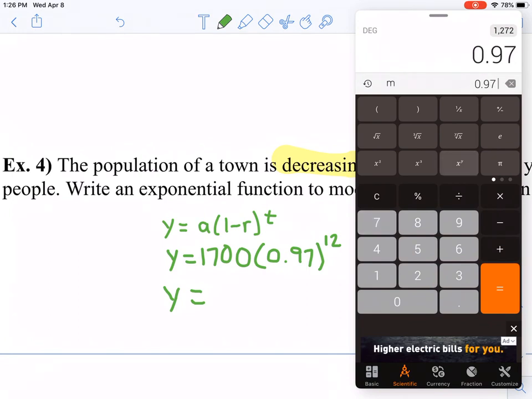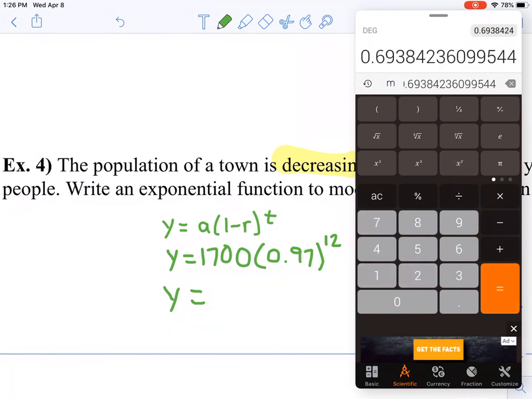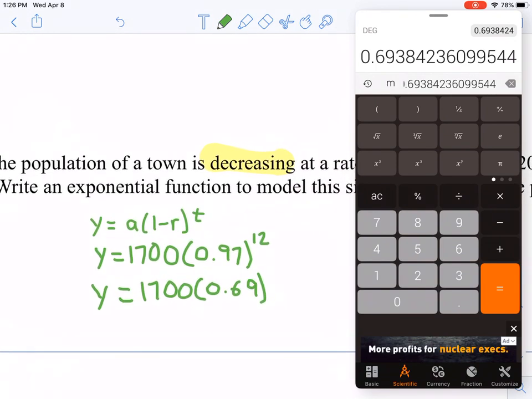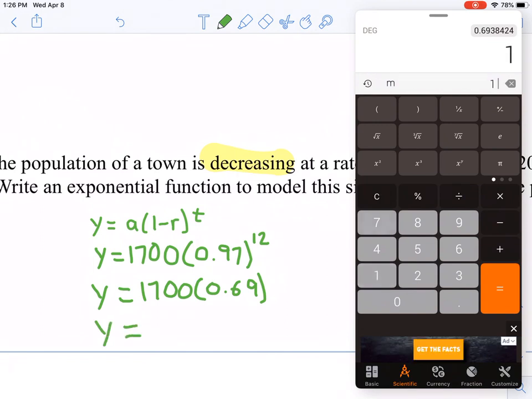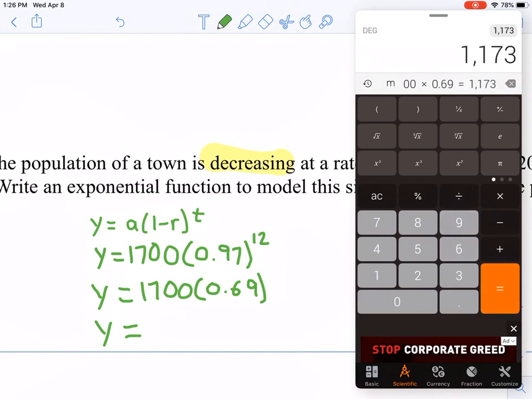So we have 0.97 raised to the 12th power, and that's where it becomes pretty surprising that after 12 years, what we're really talking about is only, we'll just call it 69% of what the population was in the year 2000. So y is going to be equal to 1,700 people times 0.69 equals 1,173 people.